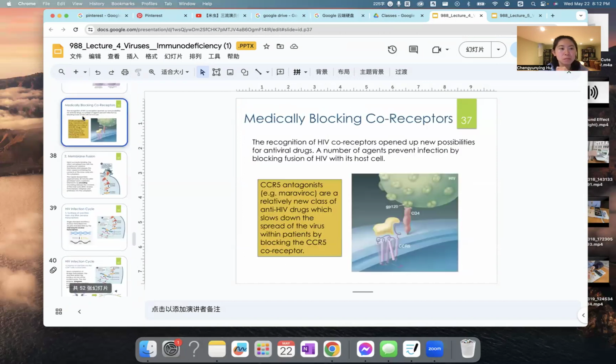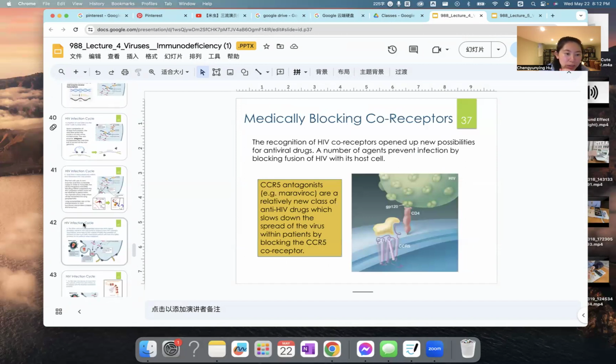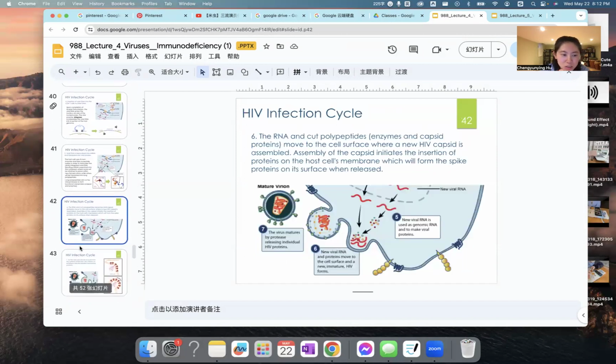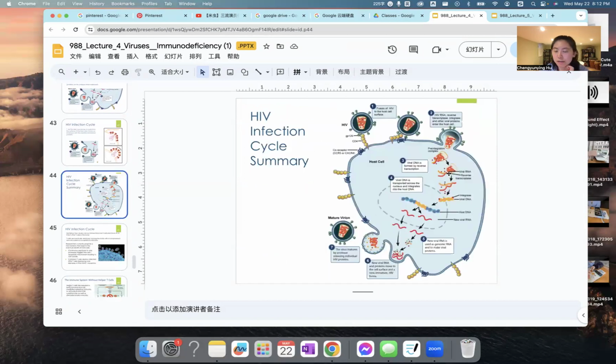Here. Let me get a summary here. So first, there is the connection at the membrane. The CD4 connects with the receptor GP120. Don't try to memorize the name of the receptor. Just know that the virus receptor connects with the T cell's receptor, the CD4 receptor.